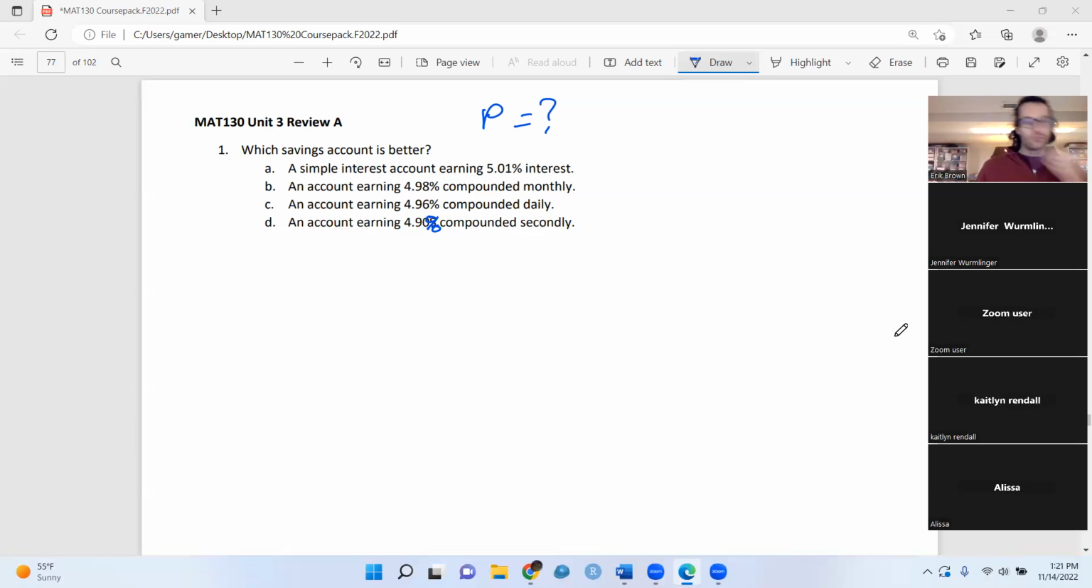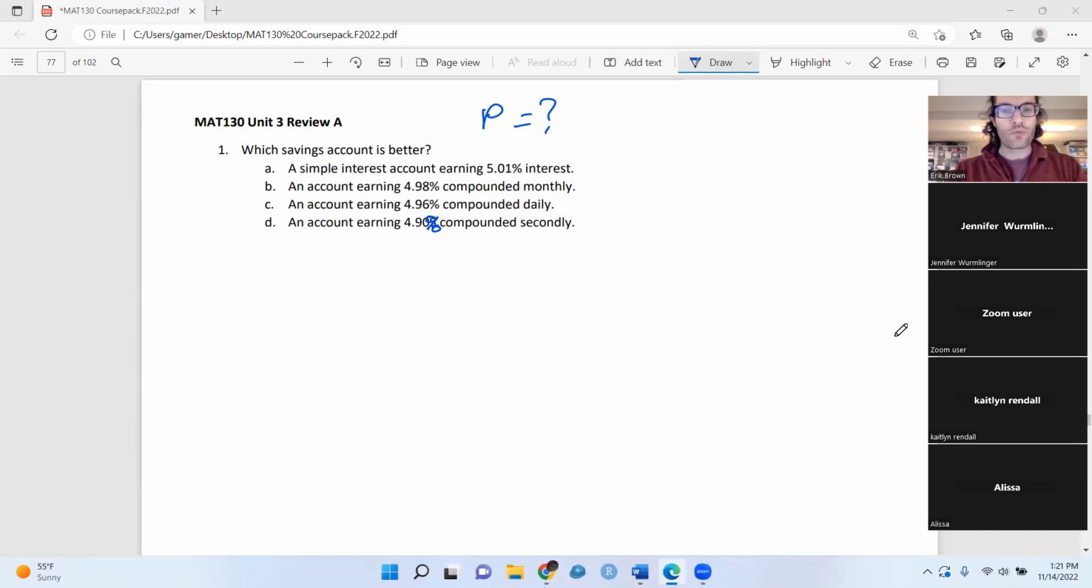I'm stuck on the monthly one. So let's see. Okay, so really, what we should decide is how are we going to compare these different accounts? And maybe first, it's important to note that since we're doing a savings account, our goal is to see which one's going to earn us the most money.